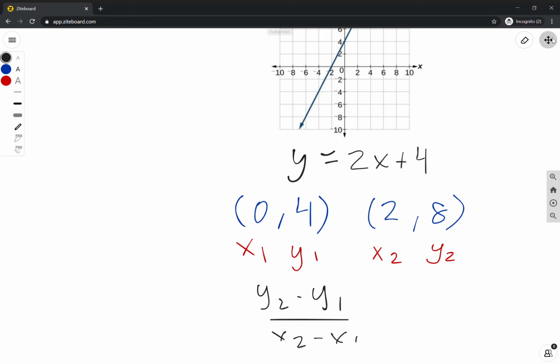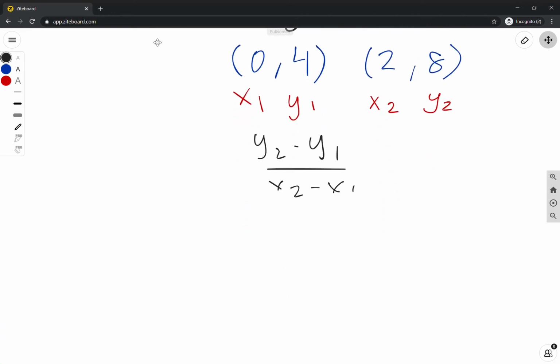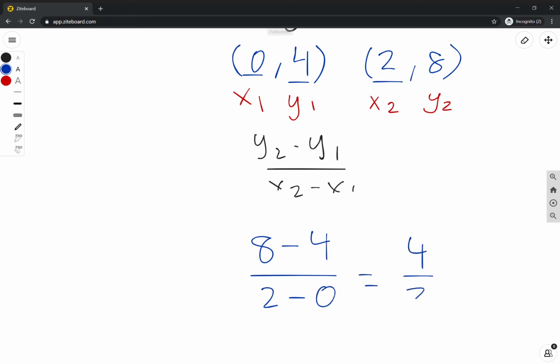So like I said, we have these values already determined. y2 is going to be 8 minus y1, which here we can see is 4, and that's divided by x2, which we see is 2, minus x1, which we can see is 0. So now if you simplify this, you'll get 4 divided by 2, or 2. So that's fantastic, we have the slope.